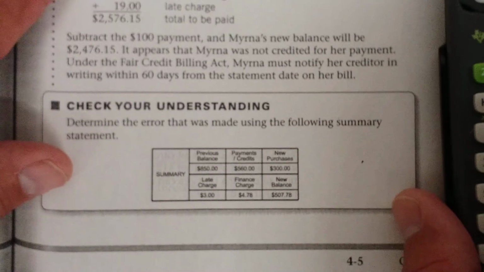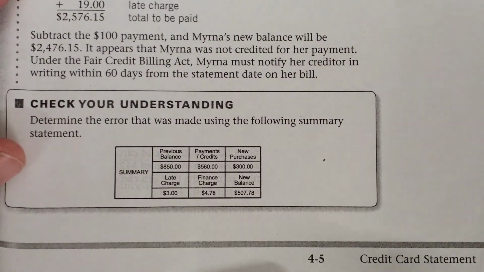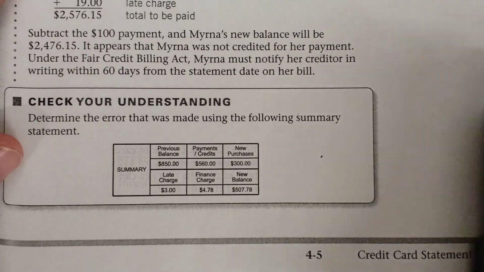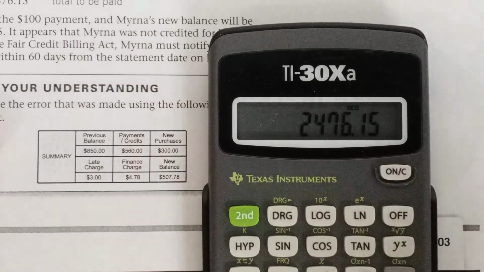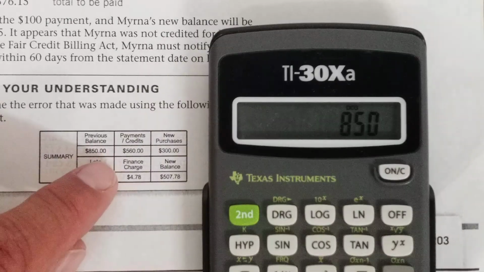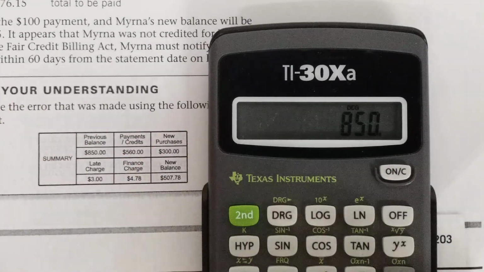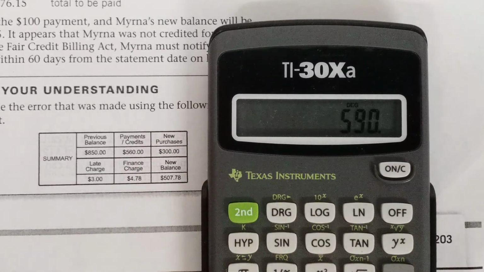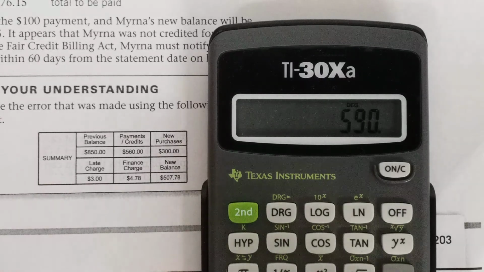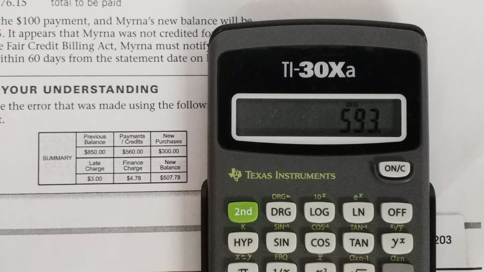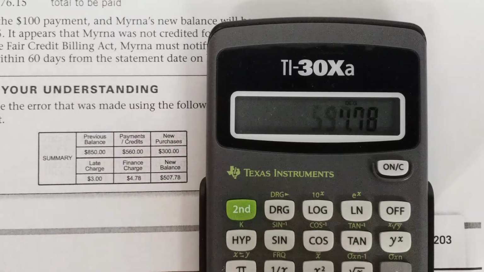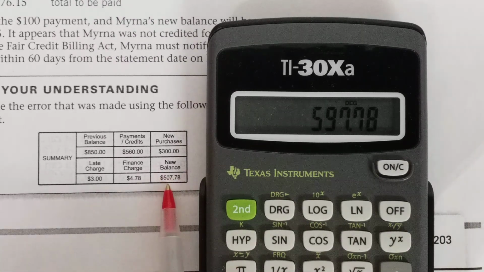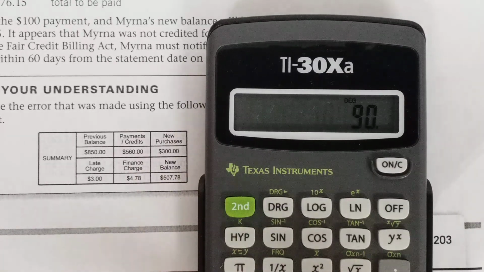Okay. Let's try one more and we'll be done. Determine the error that was made using the following summary. The previous balance is $850. They made payments of $560, so that takes away from their balance. They had new purchases of $300, that adds to their balance. They had a late charge of $3. They had finance charges of $478, that adds to their balance. $597.78. And they're saying $507.78. So that's a difference of $90.